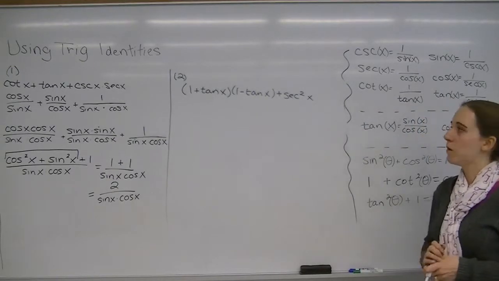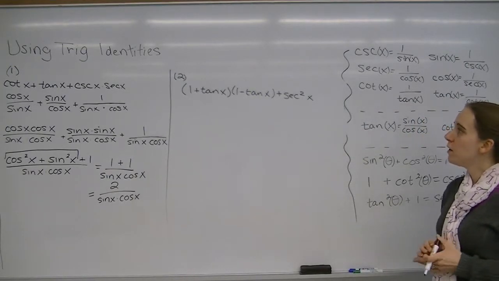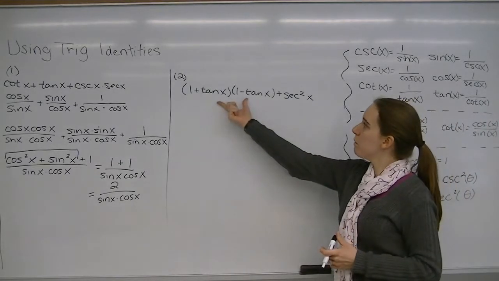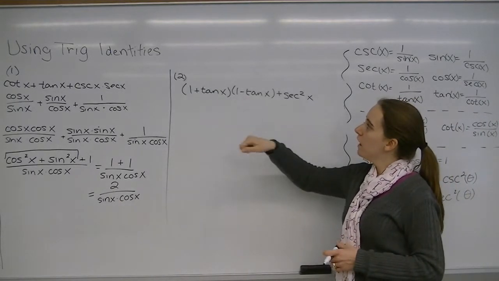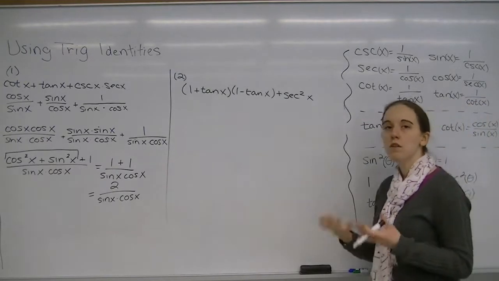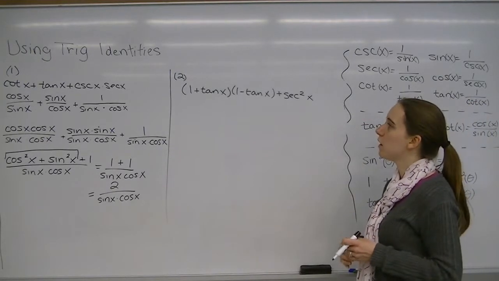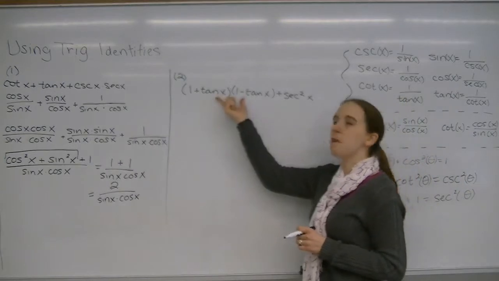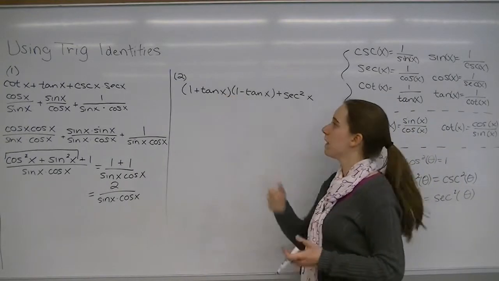Okay, let's look at the second one. This one, I notice that I have these two things being multiplied first. And I have a secant squared. So I could go through and change everything to sines and cosines, but I think I want to multiply this out first and see where it gets me.